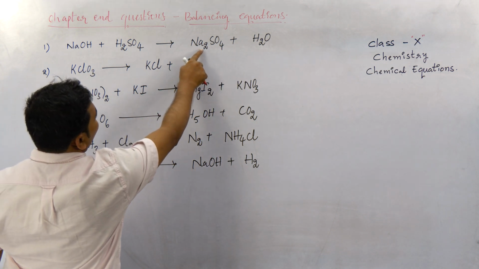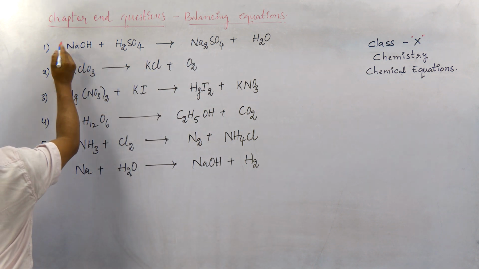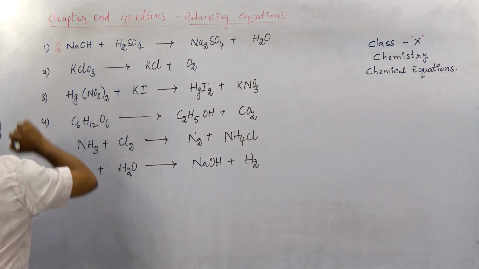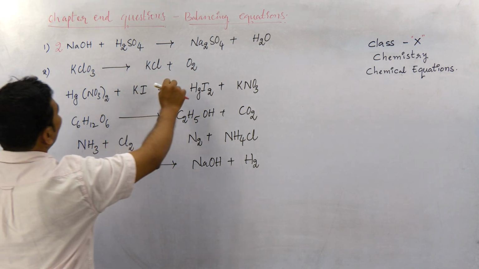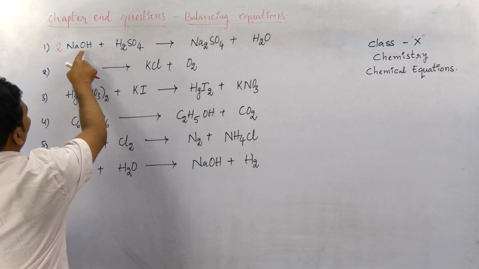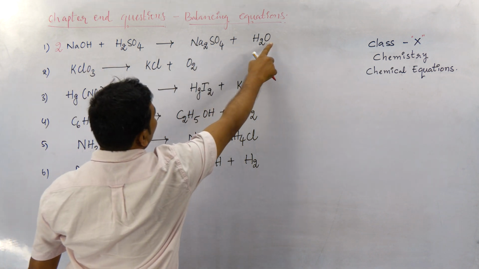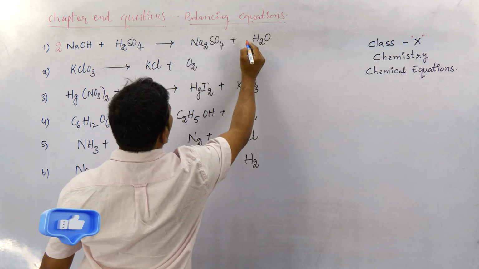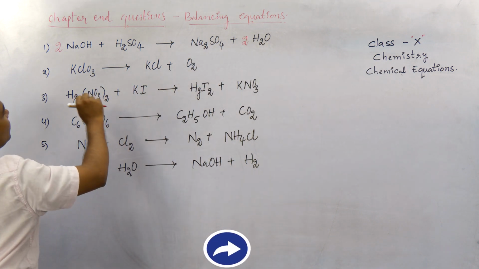I have two sodium atoms on the right-hand side and only one on the left-hand side, so I'll write 2 here, in which the sodium atoms are balanced. Now let's count oxygens. 2 oxygens plus 4 is 6 oxygens, but on the other side 4 oxygens plus 1 is only 5, so I'll make it 2. Then 2 oxygens plus 4 is 6 oxygens.